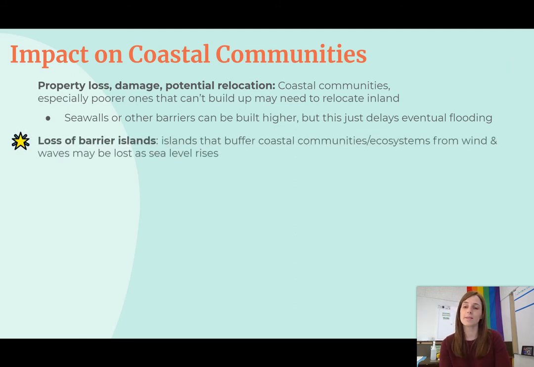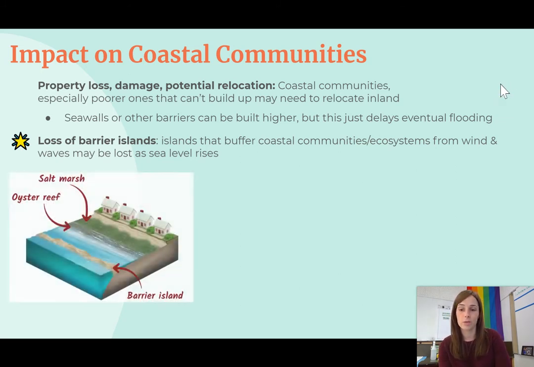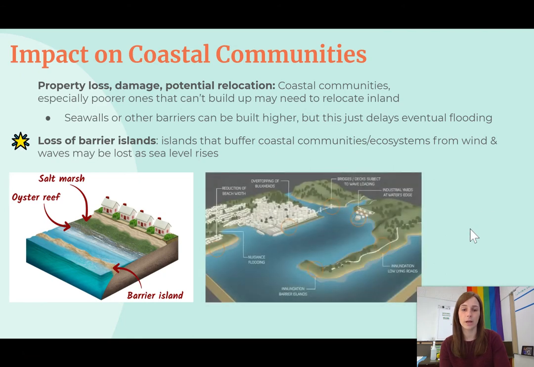We're also going to get a loss of barrier islands. Now, barrier islands are important because they buffer coastal communities and ecosystems from wind and waves. Now, those are going to be gone as sea levels rise. So for example, if you look here, there's a barrier island that is going to be blocking this oyster reef. It's going to be blocking these houses. If the barrier island gets flooded, we no longer have that barrier anymore.